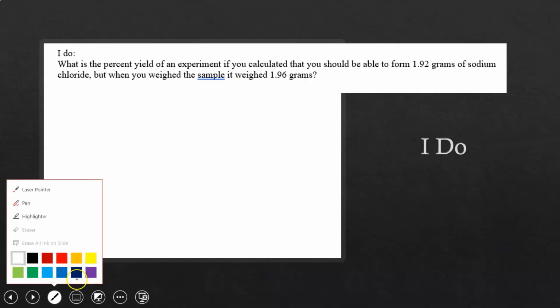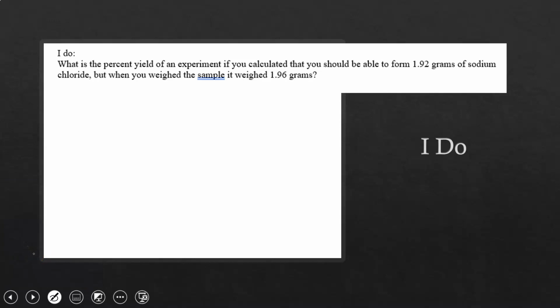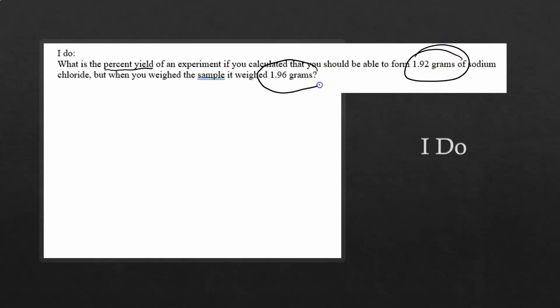Okay, so for the I Do, what is the percent yield? So that's what we're finding of an experiment that you should be able to, if you calculated that you should be able to form 1.92 grams of sodium chloride, but when you weighed the sample, it had 1.96. So we look at the percent yield equation, and that is the experimental over the accepted times 100.